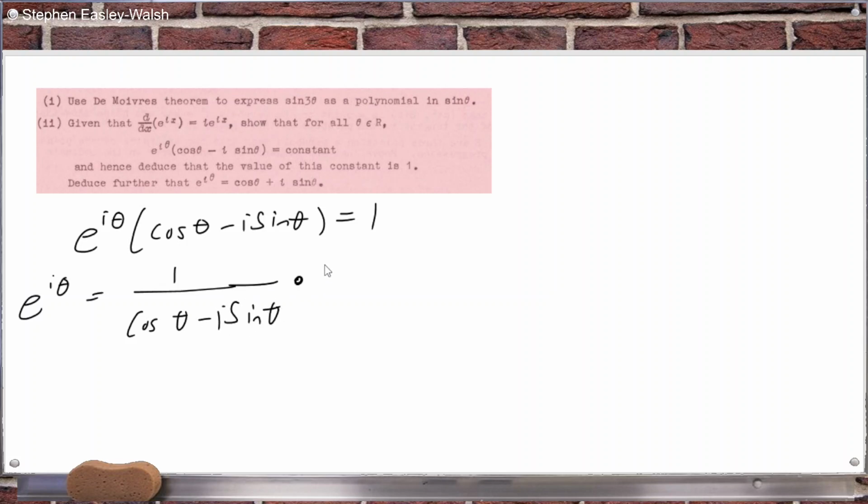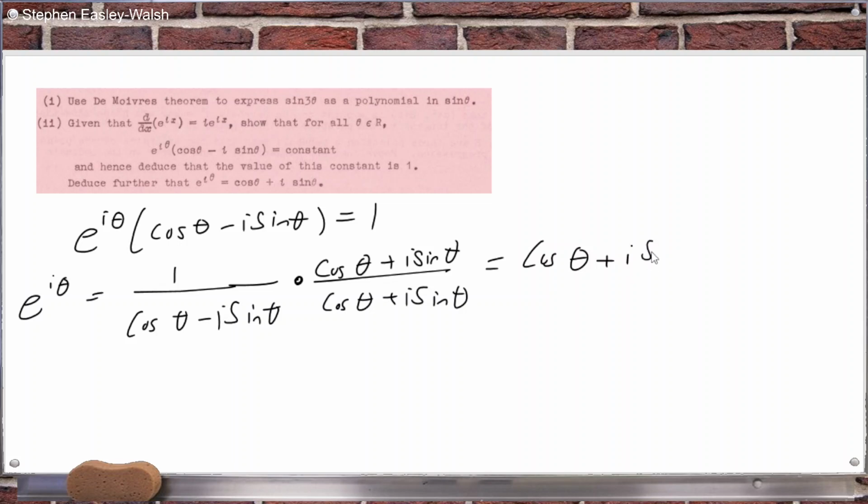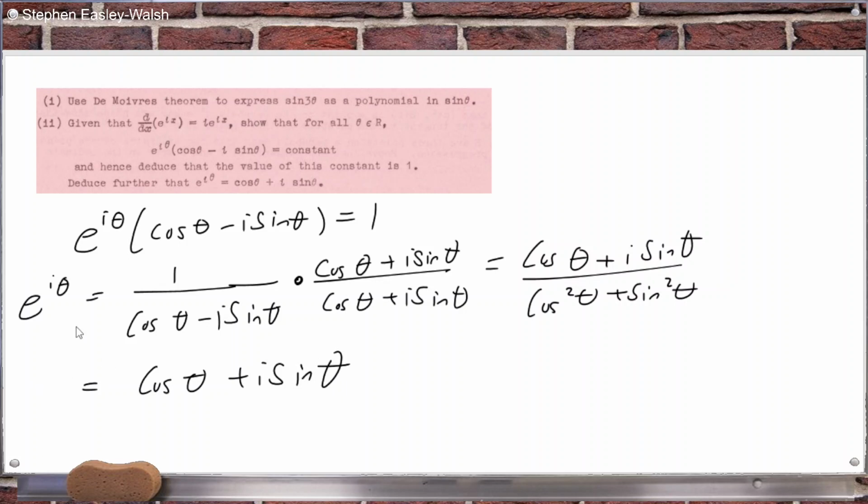I multiply above and below by the conjugate, cos theta plus i sine theta over cos theta plus i sine theta. So on the top, I'll get cos theta plus i sine theta, and on the bottom, I'll get cos squared theta plus sine squared theta when I expand, which of course is equal to 1. So I'm left with just cos theta plus i sine theta. So I've shown that e^(i theta) is equal to cos theta plus i sine theta.